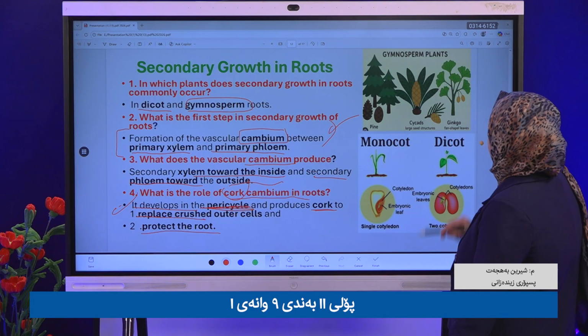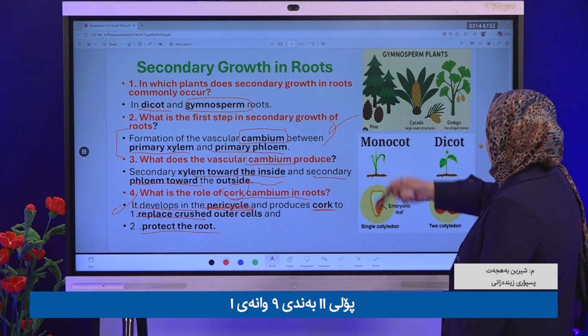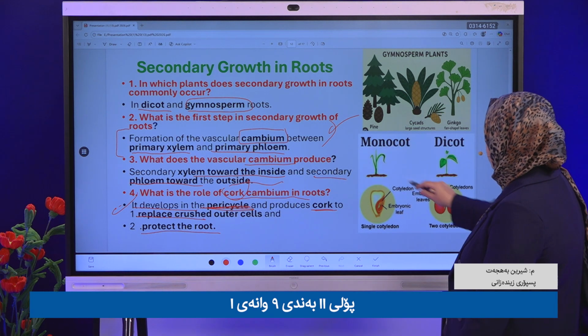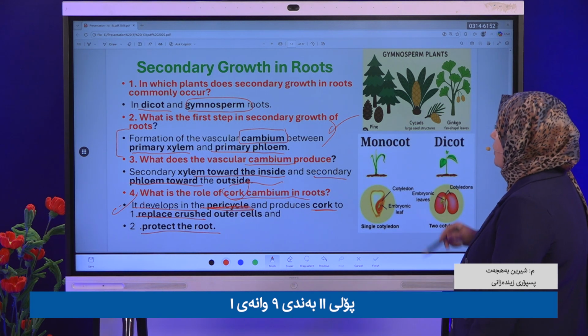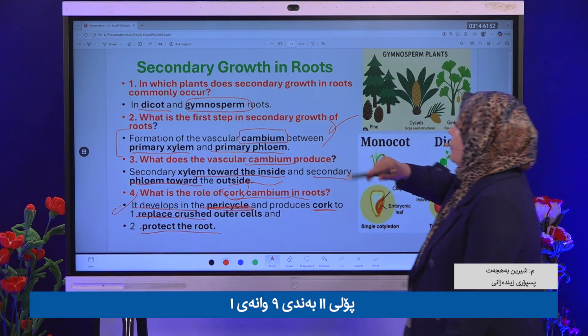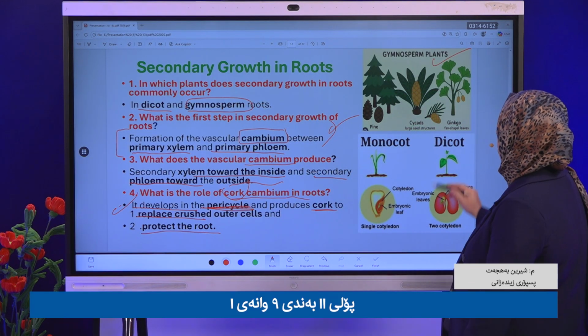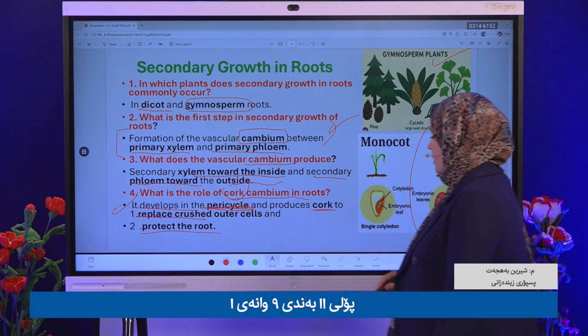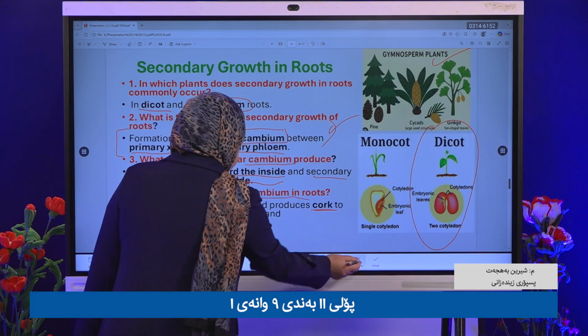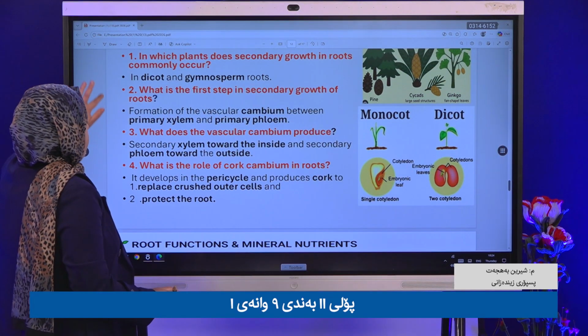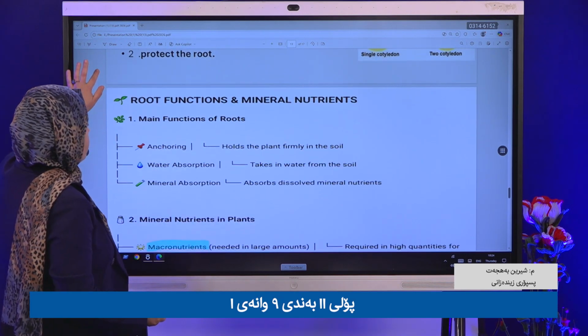This is a gymnosperm plant, such as pine. And we have two types, monocot and dicot. So secondary growth is only present in which type? Gymnosperm plants and dicot plants. Clear? Okay. Yes, let us go to function.